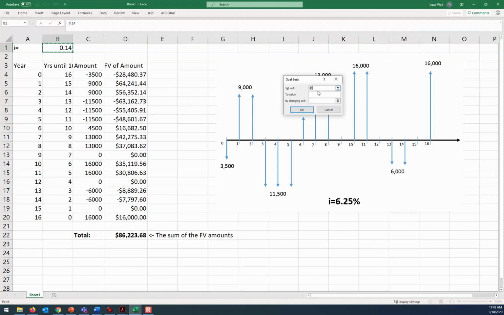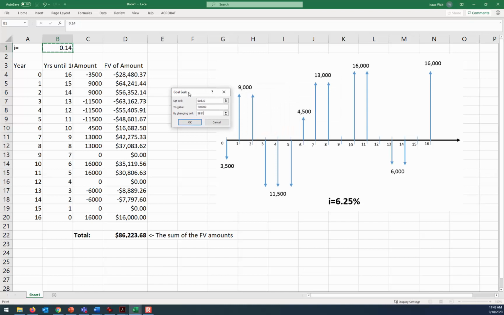What we want to do is set this cell to 100,000. So we're saying we want the total to be 100,000, and then what we're giving the computer permission to change is the location where we have the interest rate entered. So GoalSeek is set this to 100,000 by changing that. As soon as we click OK, it's going to run through a bunch of numbers. The convergence criteria is that it'll stop when it sees 100,000 for cell D22.